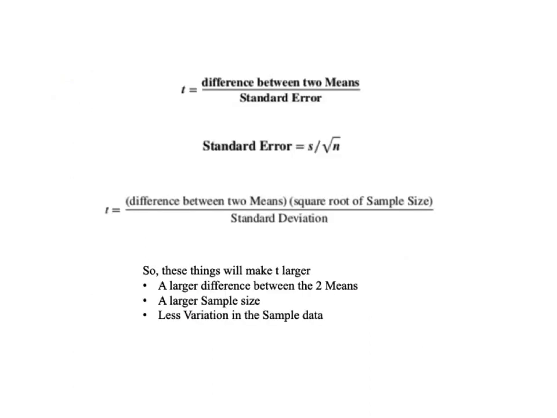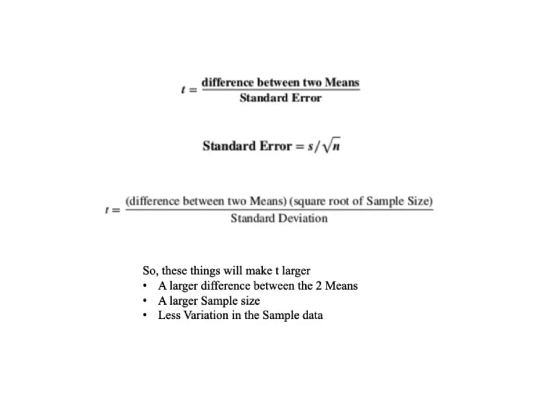T equals the difference between two means divided by the standard error. So a larger difference between the two means and/or a smaller standard error would make t larger. The generic formula for standard error is standard error equals the sample standard deviation s divided by the square root of the sample size n. This gives us t equals the difference between two means times the square root of sample size divided by the standard deviation. So the following three things will make t larger: a larger difference in the means, a larger sample size, or less variation in the sample data.